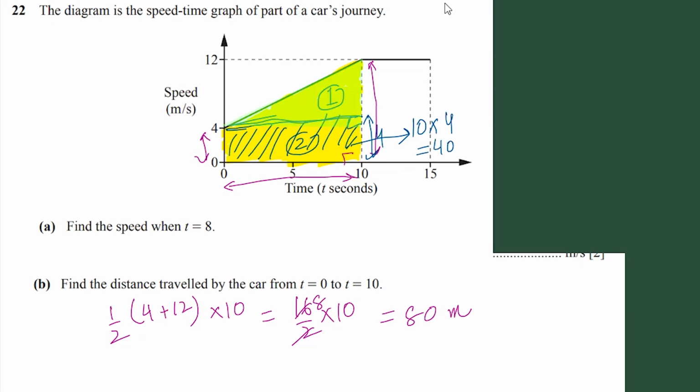In case of the triangle, half times base is the same 10. Height is from 4 till 12. So the height of the triangle, because this is the right angle, is 8, because from 4 till 12 this is 8. Half times 10 times 8, that is 40. So total area is 40 plus 40, 80 meters. So distance covered from t0 to t10 is 80 meters.